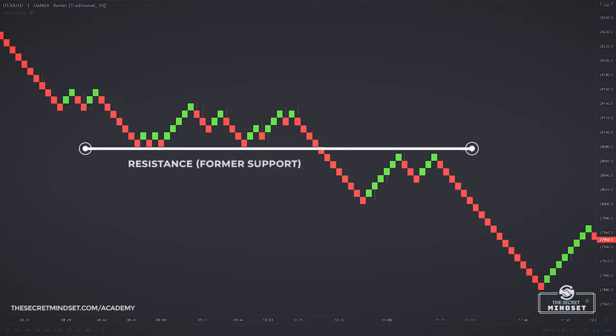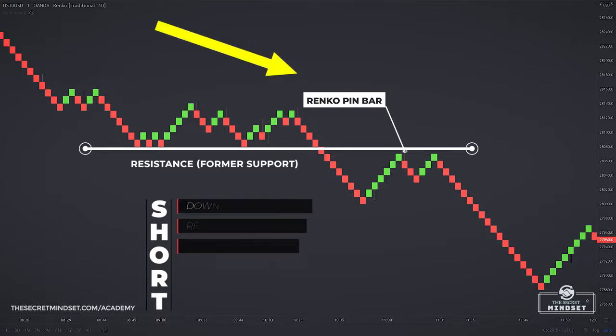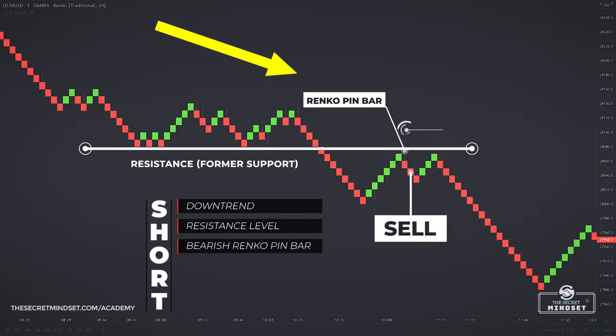This example shows a perfect entry. We took this trade because we had three important elements. The trend. The market was trending down. In this case, we look for selling opportunities. The level. Here we had a support level that becomes resistance. And the signal. A Renko pin bar was formed after the retracement back to the resistance level.